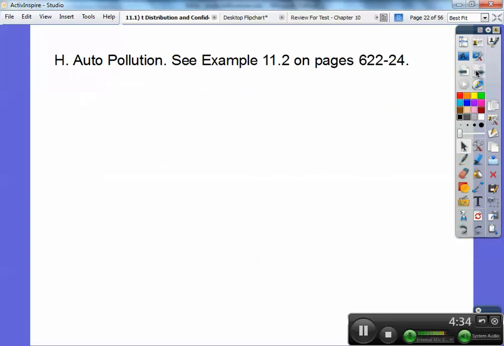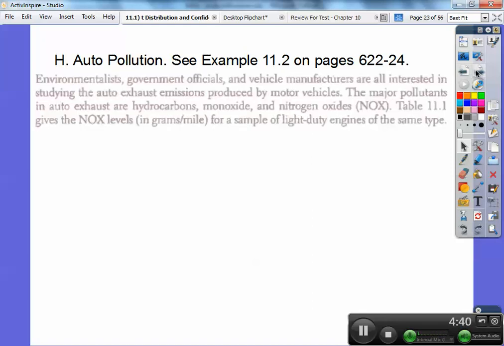All right, so auto pollution. See example 11.2 on page 622. You're going to need your calculator, you guys. Environmentalists, government officials, and vehicle manufacturers are all interested in studying the auto exhaust emissions produced by motor vehicles. The major pollutants are hydrocarbons, carbon monoxide, and nitrogen oxides, so they do NOx. Table 11.1 gives the NOx levels in grams for a sample of light-duty engines.